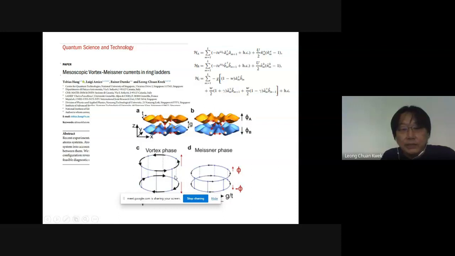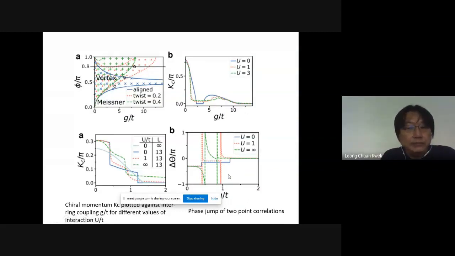Then you see that they either get the vortex phase, meaning that they rotate among them in separate wells, or they start to hop between. So we call it a Meissner phase. And then depending on the twist, if they are aligned, you get symmetrical. The vortex phase is essentially covering the region when the phase is precisely a half pi.